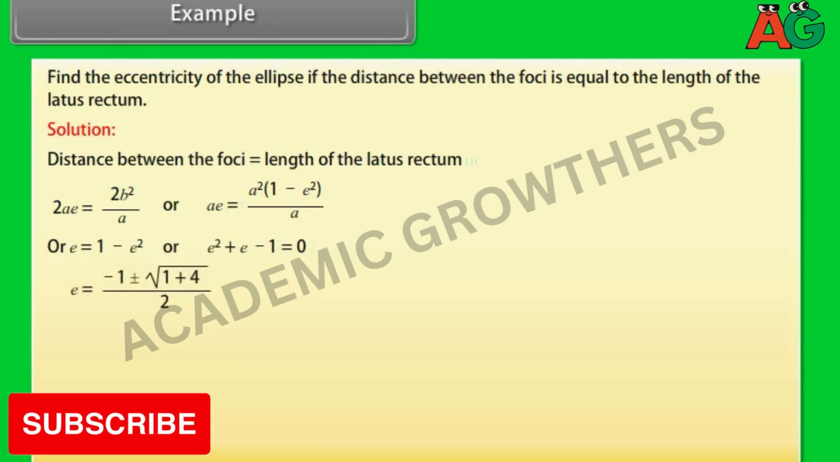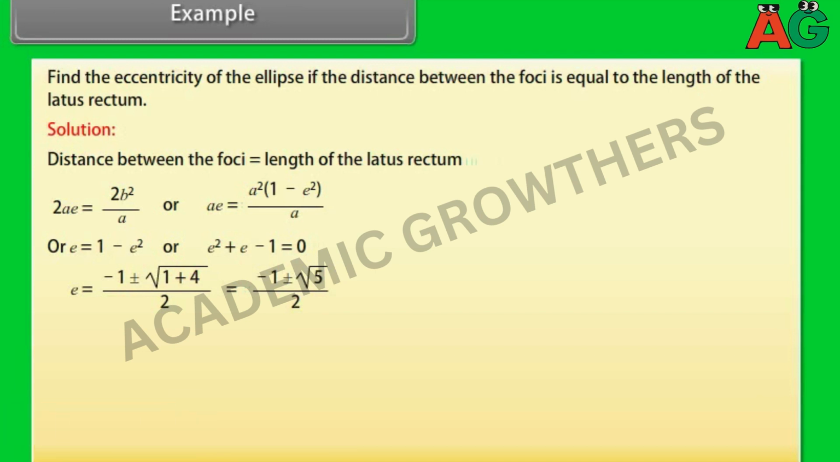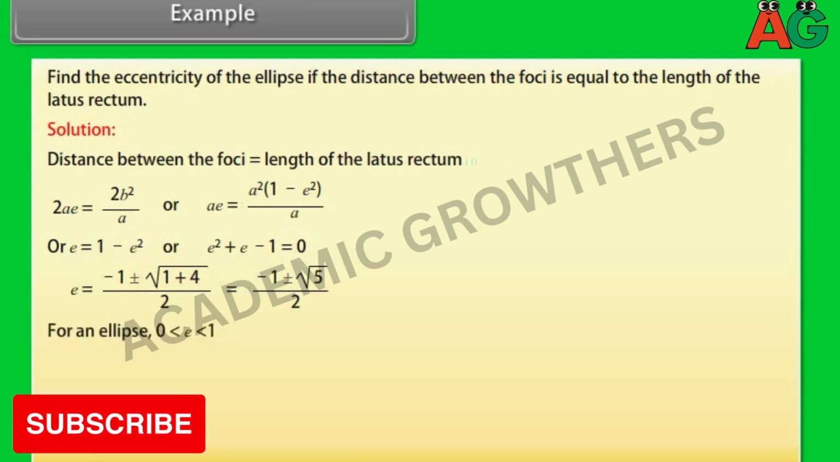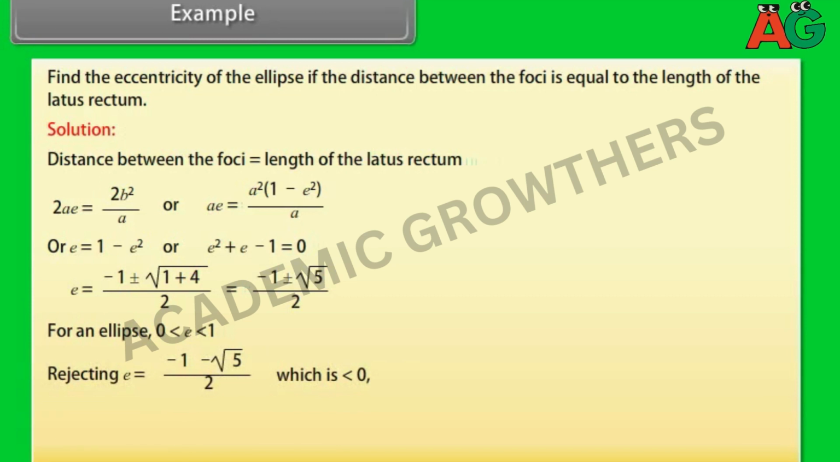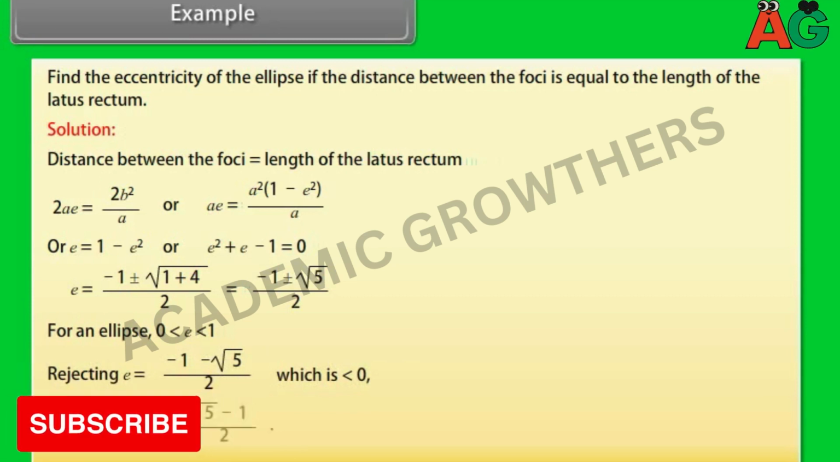e is equal to (minus 1 plus or minus root of 1 plus 4) upon 2, which is equal to (minus 1 plus or minus root 5) upon 2. For an ellipse, 0 is less than e is less than 1. Rejecting e equal to (minus 1 minus root 5) upon 2, which is less than 0, we have e is equal to (root 5 minus 1) upon 2.